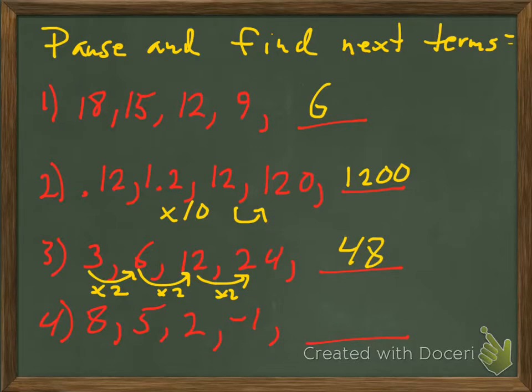And finally, the last one, let's see. Seems like we have common differences. Each time it looks like we're going down by 3. So the next number, if we already start at -1 in the hole and we go down 3 more, we're actually going to go all the way down to -4. Okay? So if you got 6, 1,248, and -4, you are already well on your way to recognizing and identifying patterns and then using them to find the next terms.